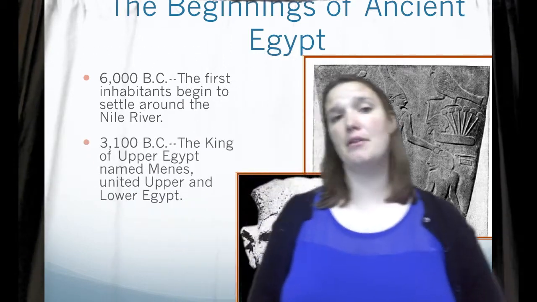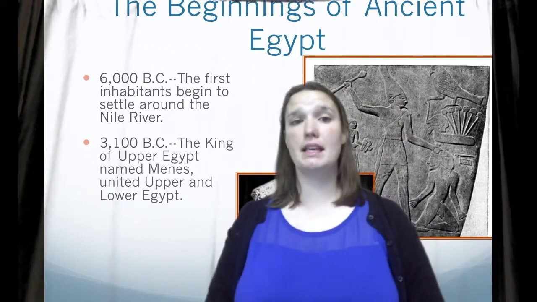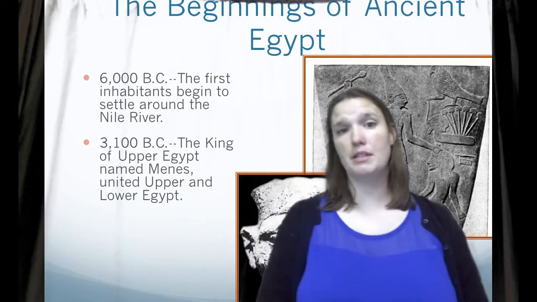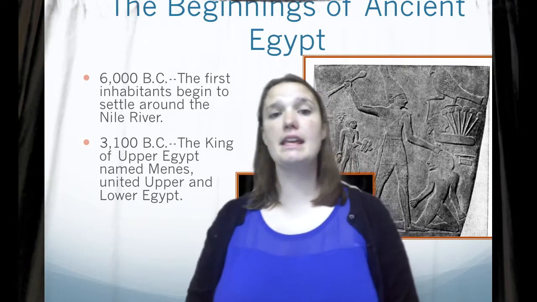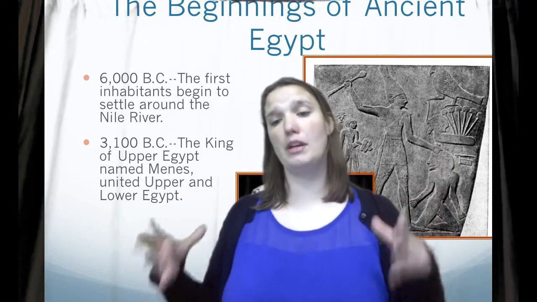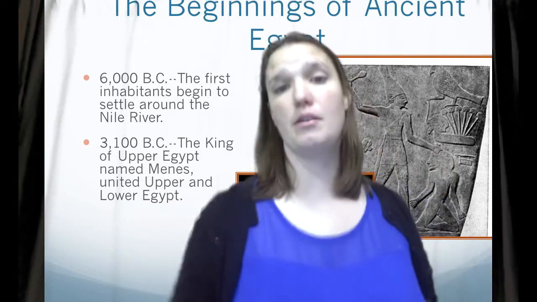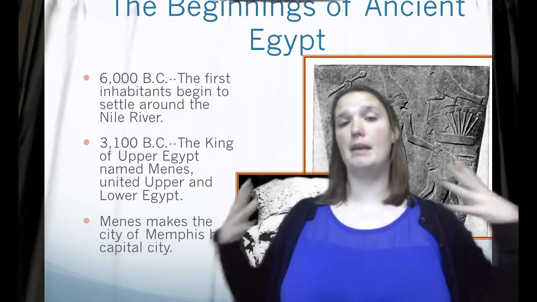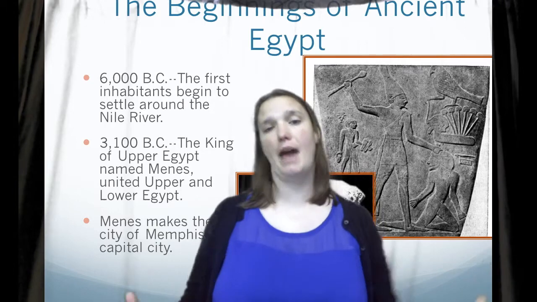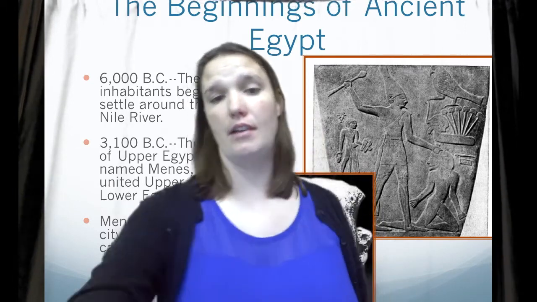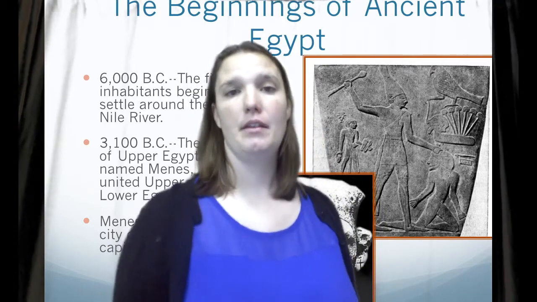In about 3,100 BC, we have a king of Upper Egypt named Menes. And he unites Upper and Lower Egypt. And one of the ways that he shows his uniting is through a crown. I'm going to show you a picture of that in a second. And he makes Memphis the capital of his area.